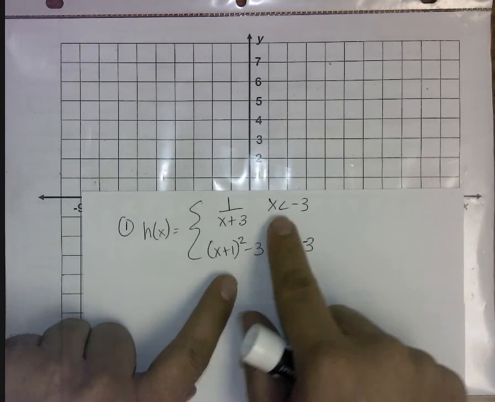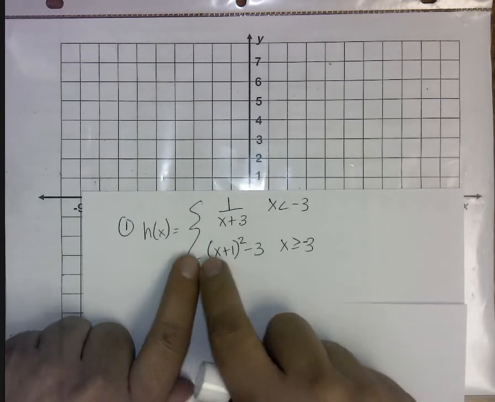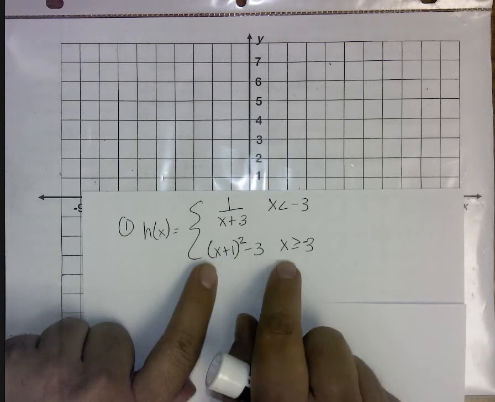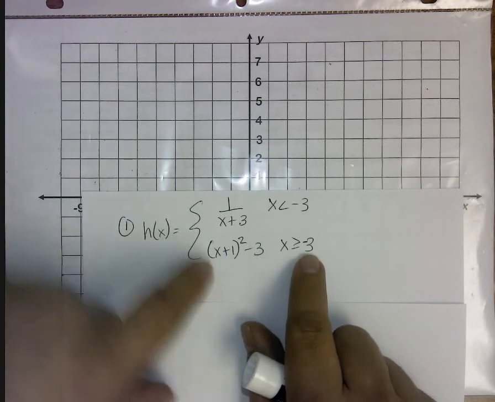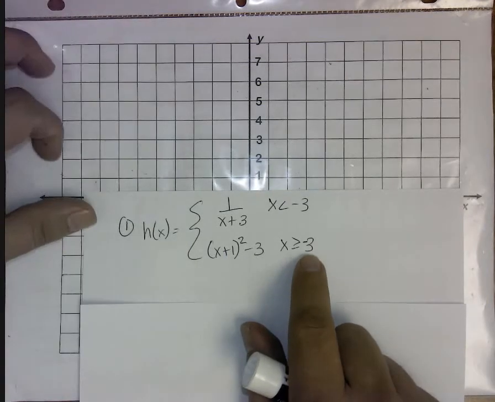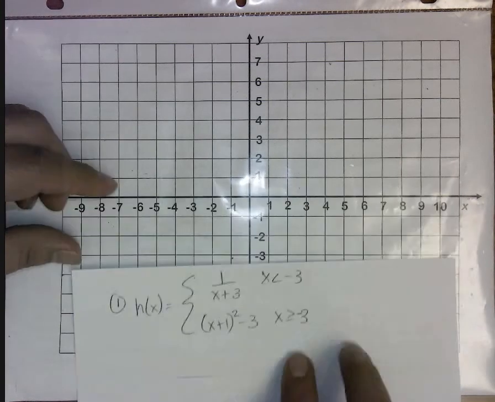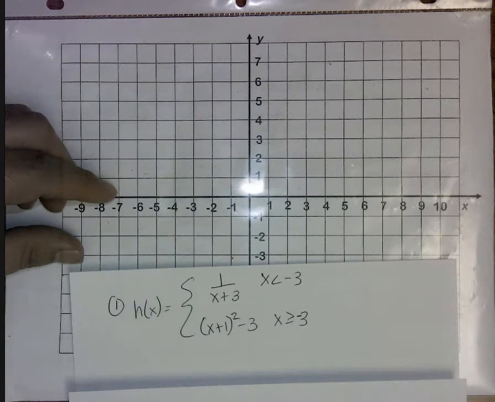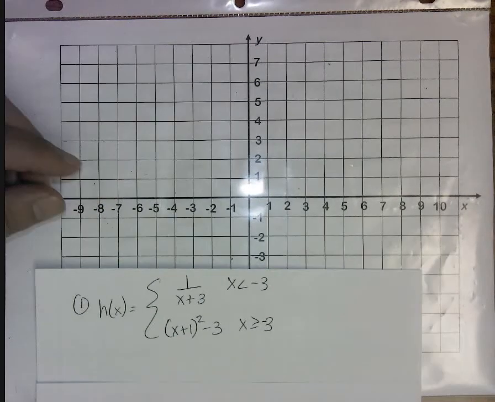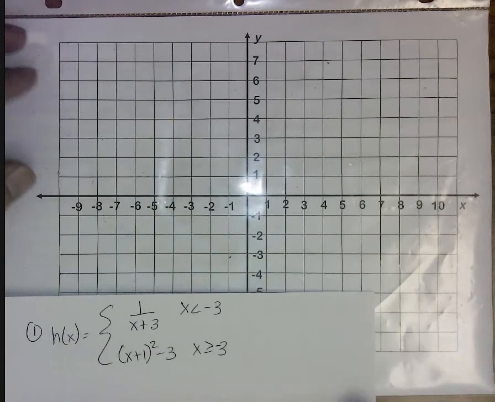when x is less than negative 3, and x plus 1 squared minus 3 when x is greater than or equal to negative 3. So at this point, you might want to pause, write down the equation, and then try to graph it on your own. Okay, so now let's take a look to see what this looks like.